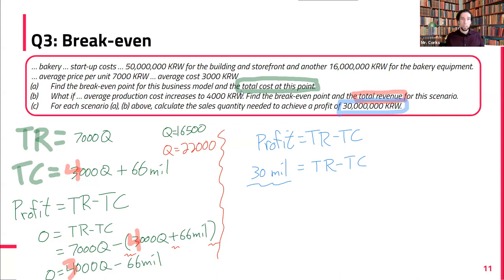Break-even questions are usually in a practical sense, so we should be able to read a word problem and pull out the key information that will help us solve it. Anyone have questions about question 3?